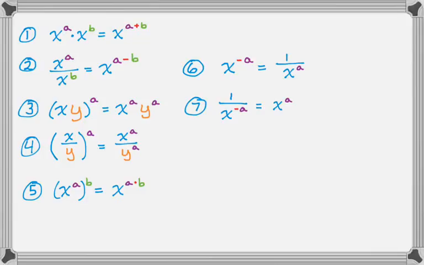These two rules are probably the weirdest rules, and they both actually come from rule number 2 here. But what you have to remember is that x to the 0 is equal to 1. So if you look at rule number 6 and you look at the right-hand side, we have 1, which is really x to the 0 over x to the a, so that's x to the 0 minus a, which is where the x to the negative a comes from. Okay, so those are the rules, and we're just going to use them a lot. So let's go ahead and do a bunch of examples.